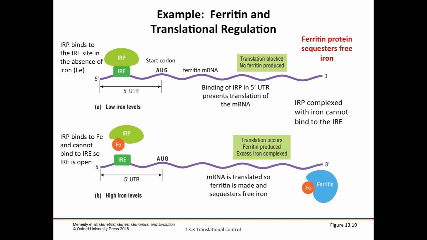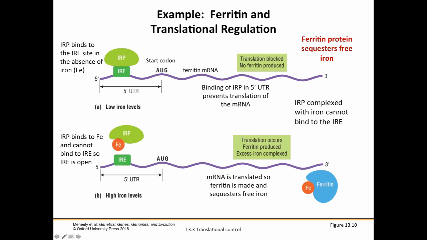What happens in this method of regulation is you have an iron response element here at the beginning of the messenger RNA. This is in the 5' untranslated region of messenger RNA. Remember that when you transcribe RNA, there's an untranslated region at the 5' end, there's an untranslated region at the 3' end, and this is a regulatory part of this messenger RNA molecule. So there's what's called an iron response element.